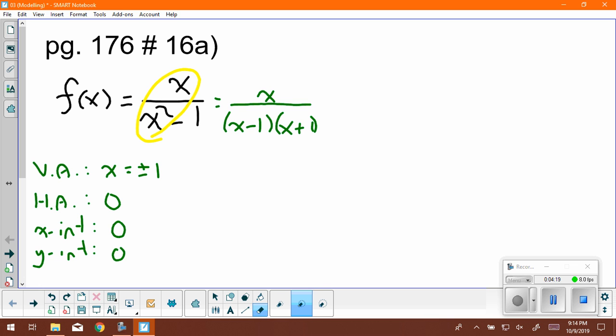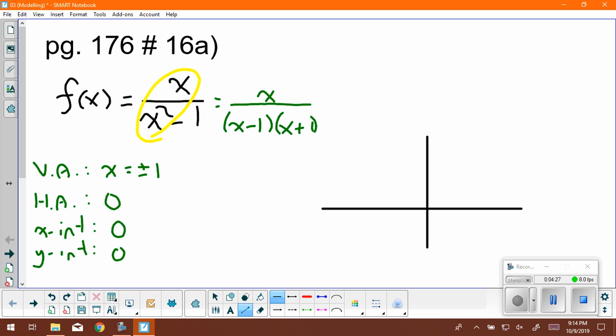All right, so there's my key information. So now let's try to put this thing together. So I'll sketch an axis. I've got asymptotes at plus and minus 1, so something like this.